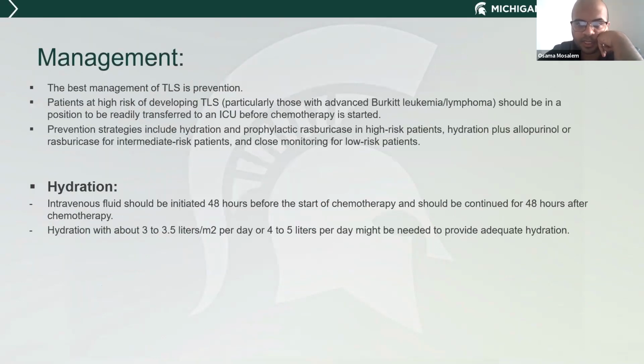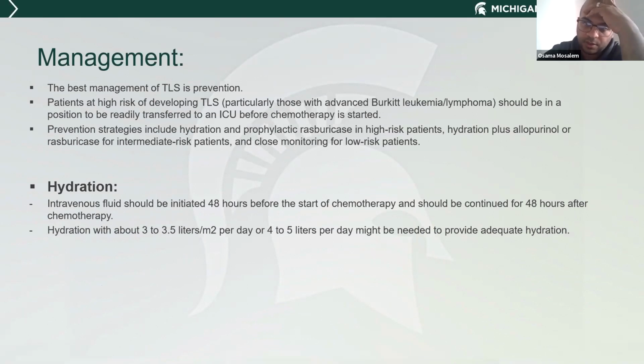So how to manage tumor lysis syndrome? Basically, the management is prevention. The most important thing is prevention, which is recognizing patients who are at high risk for developing tumor lysis syndrome. As we said, patients with ALL are at very high risk, especially patients with Burkitt's lymphoma. These patients should be admitted to the hospital, and in case they need transfer to the ICU, they should be transferred to the ICU for close monitoring.